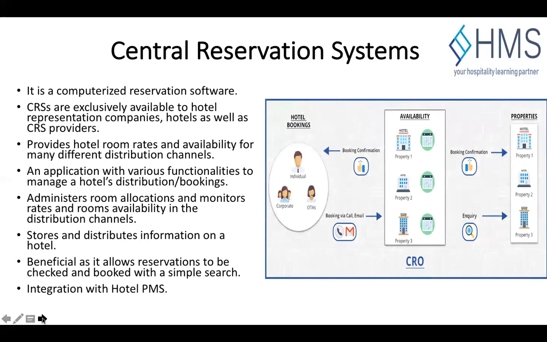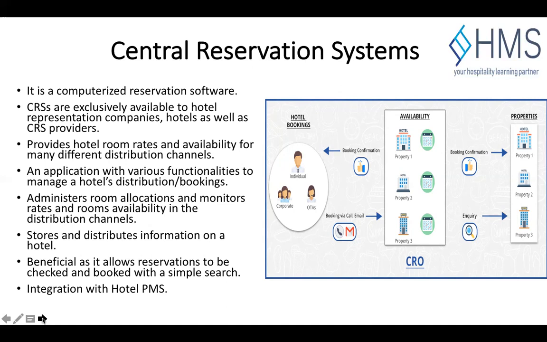Now again, hotels, let's understand the central reservation office. This is how it works. It channelizes hotel bookings, and at the same time, the different properties that are there and their availabilities. Now, for example, if a guest is making a booking via call or email, again, there could be different categories of guests. Could be an individual, it could be a corporate, it could be OTAs, online travel agents, it could also be MICE, meetings, incentives, conventions, and exhibition clientele.